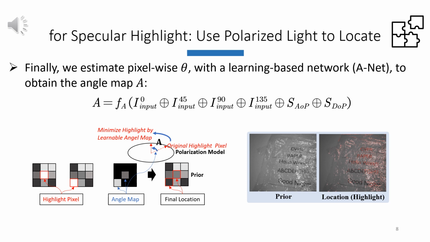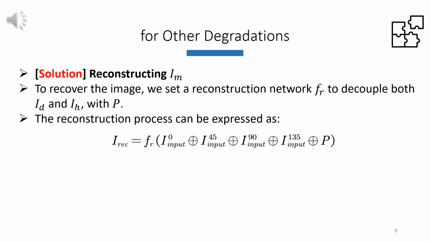Additionally, we incorporate two crucial physics statistics: the angle of polarization, AOP, and the degree of polarization, DOP. AOP helps us understand the surface normals, aiding in differentiating the object's structure from the film. Meanwhile, DOP measures the intensity of the polarized light, enabling our network to more accurately leverage this information for specular highlight estimation. To recover the image, we set a reconstruction network FR to decouple both ID and IH with P.